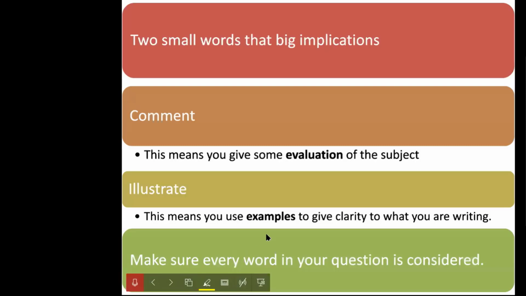So there's a couple of other words that sometimes sneak their way into questions. And one is, you might say comment. You might get the question that says, discuss the performance of the Tory government on the pandemic and comment on their actions. Now that comment, all I'm saying is that it's not a descriptive comment. It's an evaluation, so it's an assessment. So it's comment, did they do it good?